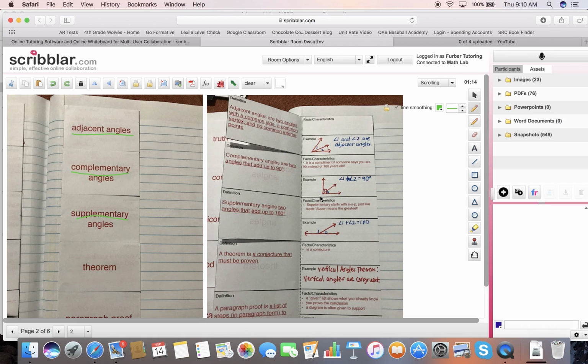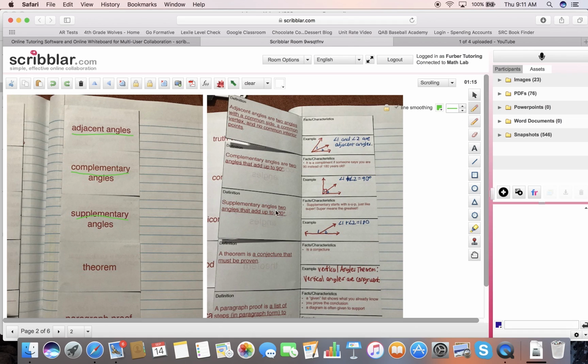Okay, so angle 1 here, let me draw it out a little bit bigger since you can't see it really well. This angle 1 and this angle 2, those are adjacent angles. And they're also complementary angles because they add up to 90. And I know they add up to 90 because there's a box that covers both of them. So that means this angle and this angle together make 90 degrees. Now I'm going to come back to the little characteristic in a minute because it's kind of silly, but it relates to supplementary. Okay, so let's talk about supplementary angles.